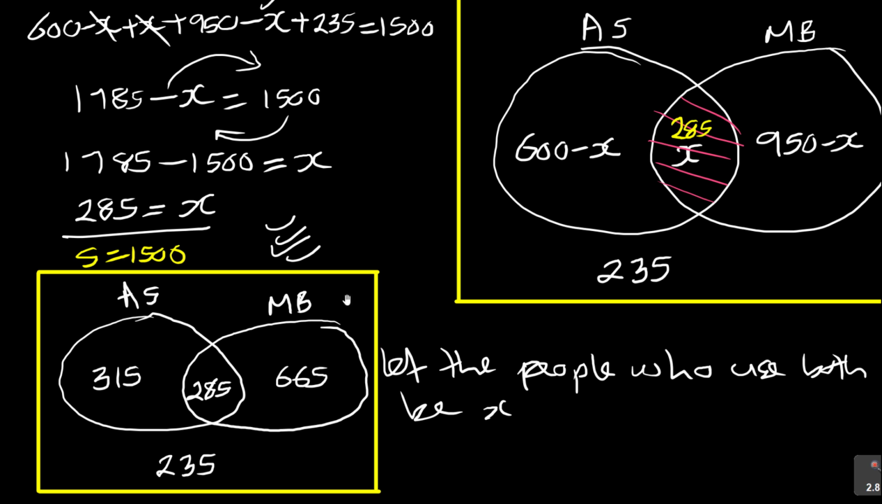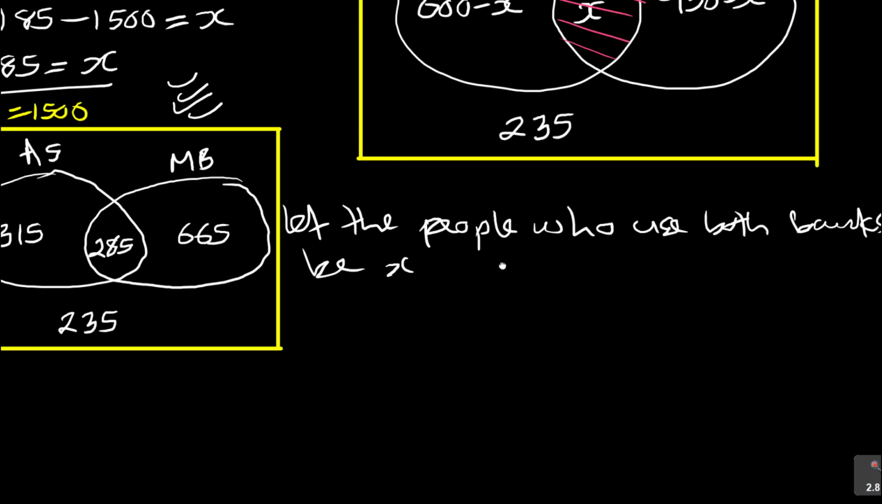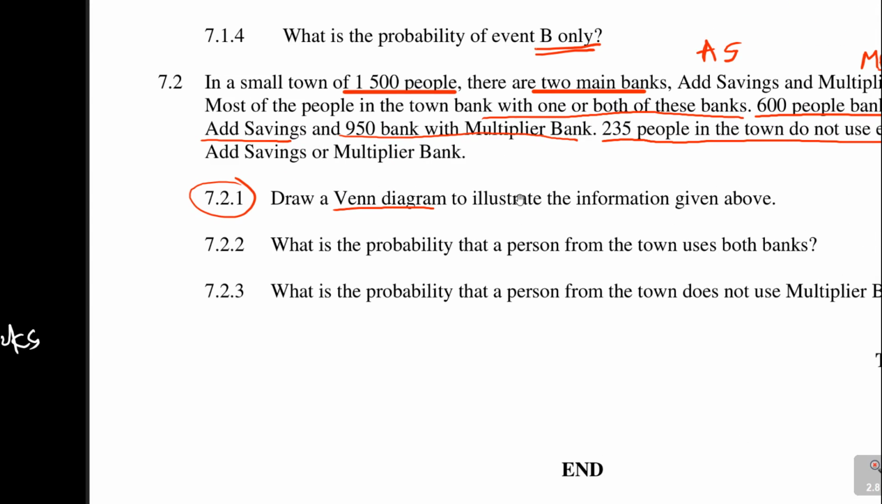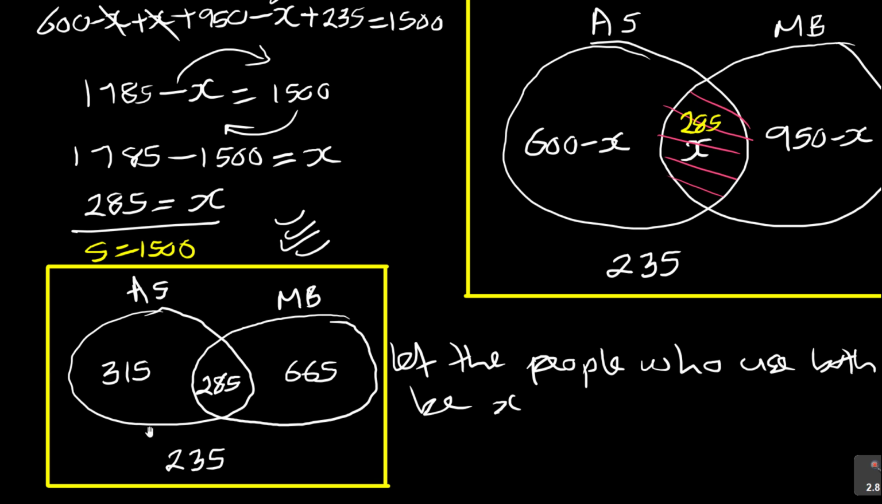This means this is the answer that they are looking for, when they say draw a Venn diagram to illustrate the information. It's better to start from here going there. This is your start, and then this is your final. Then you do that working.